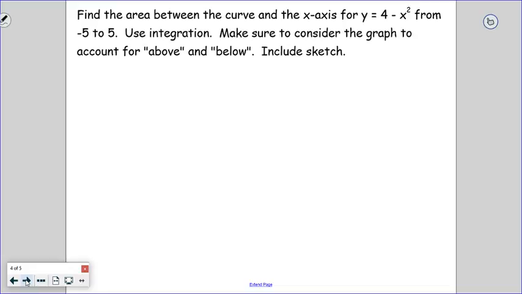So first things first, again, drawing ourselves a picture, and this time from -5 to 5. Kind of hitting some of the highlights on there. If I were to evaluate our function, -5 squared is 25, 4 minus 25 is -21. So at -5, we'd be down at -21. Same thing at +5, we'd be down at -21. We know it's going to go through our x-axis at -2 and 2 and hit up at 4.